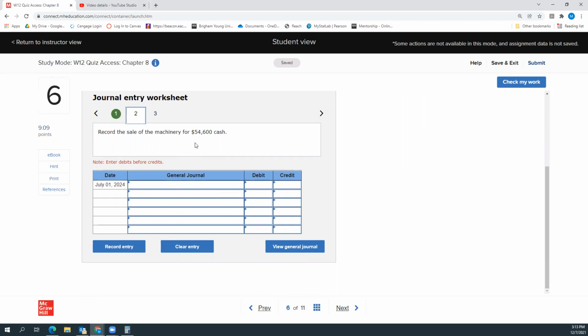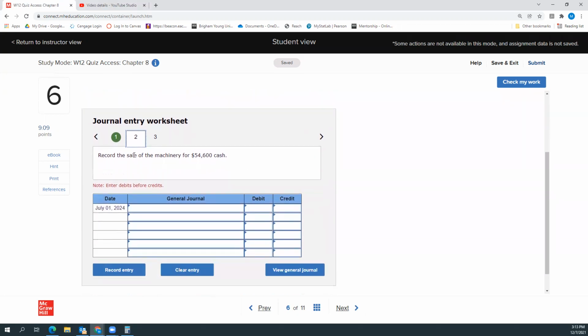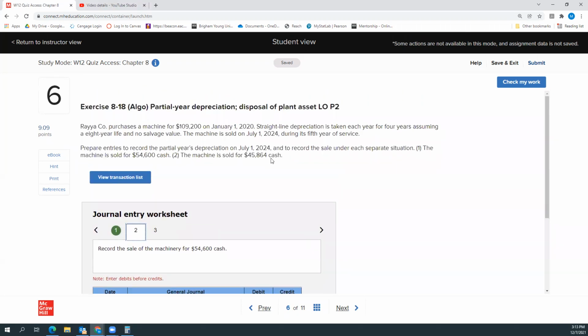We need to know how much accumulated depreciation there is on the asset. And then we need to know what we paid for the asset. It does tell us up here what we paid for it. So the only thing we're going to have to figure out is how much the accumulated depreciation is. So to do that, remember we already calculated one year's worth of depreciation, which is $13,650. Plus, we know this year, 2024, we did a half year's worth of depreciation.